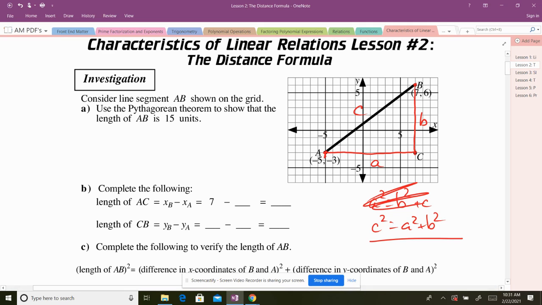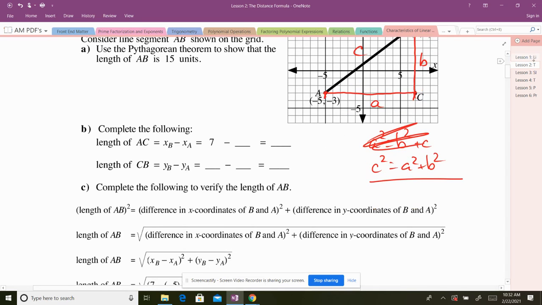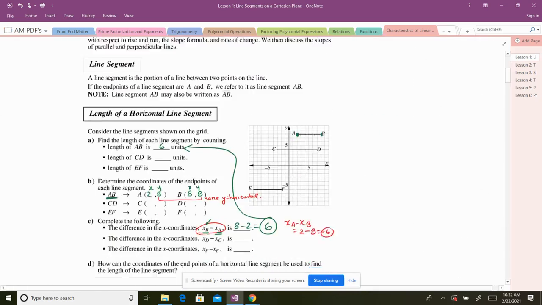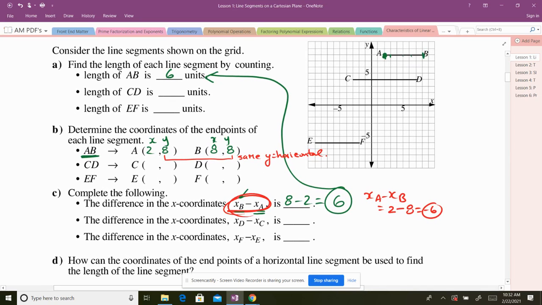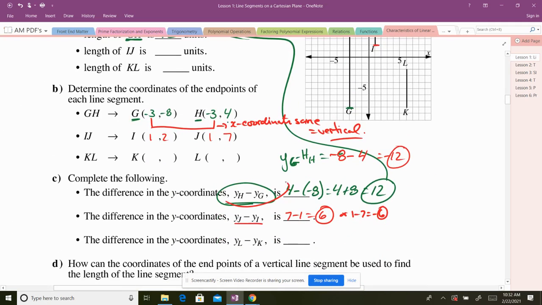So if I know the distance between A and B, which we just did, what is AB? Is it a vertical or a horizontal line? How can it be both? Is side A vertical or horizontal? Horizontal. And when we are looking at horizontal, just bear with me here, on lesson number 1, horizontal lines, I subtracted the x values, right? When we did the vertical lines, I subtracted the y values.